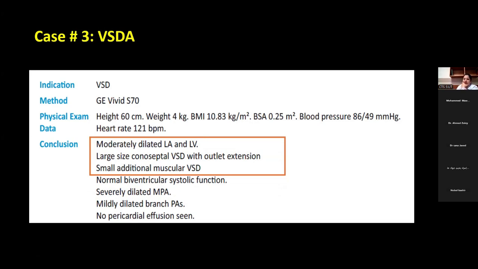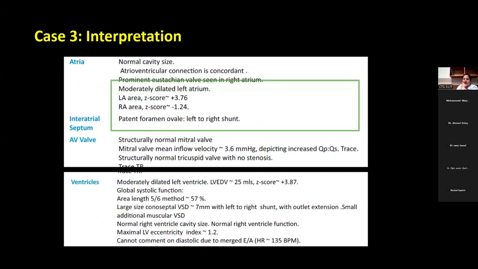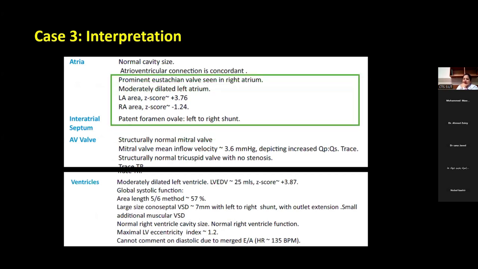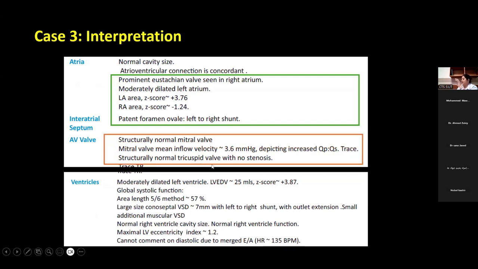So all these, the report is very important. Again, you confirm the finding of the large VSD, and the AV valve, the mitral valve, inflow Doppler is very important. This also helps you to understand how the VSD is going towards operability or not.